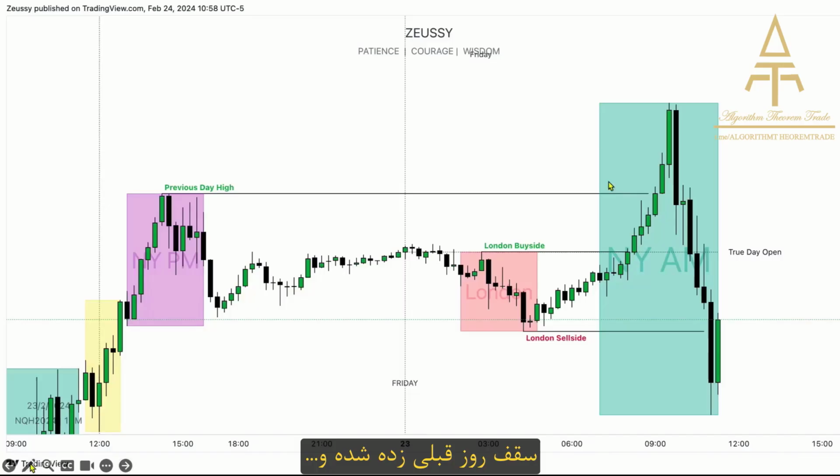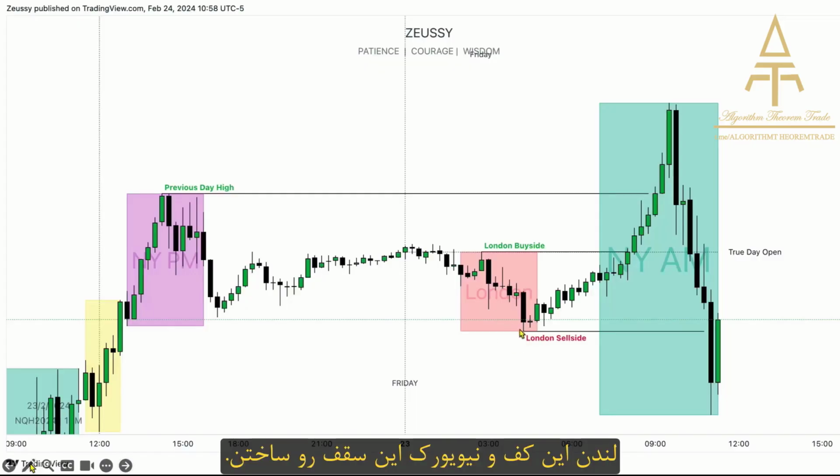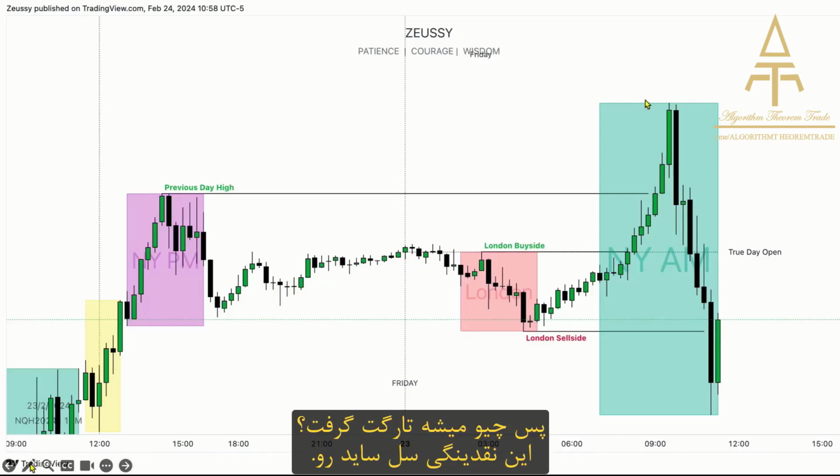As you can see, the previous day high got taken. What's the nearest sell-side liquidity that we can potentially target? The opposing side of the range thus far for today. London formed a low right here. New York formed a high right here. So what can we target? We can target the London sell-side liquidity.